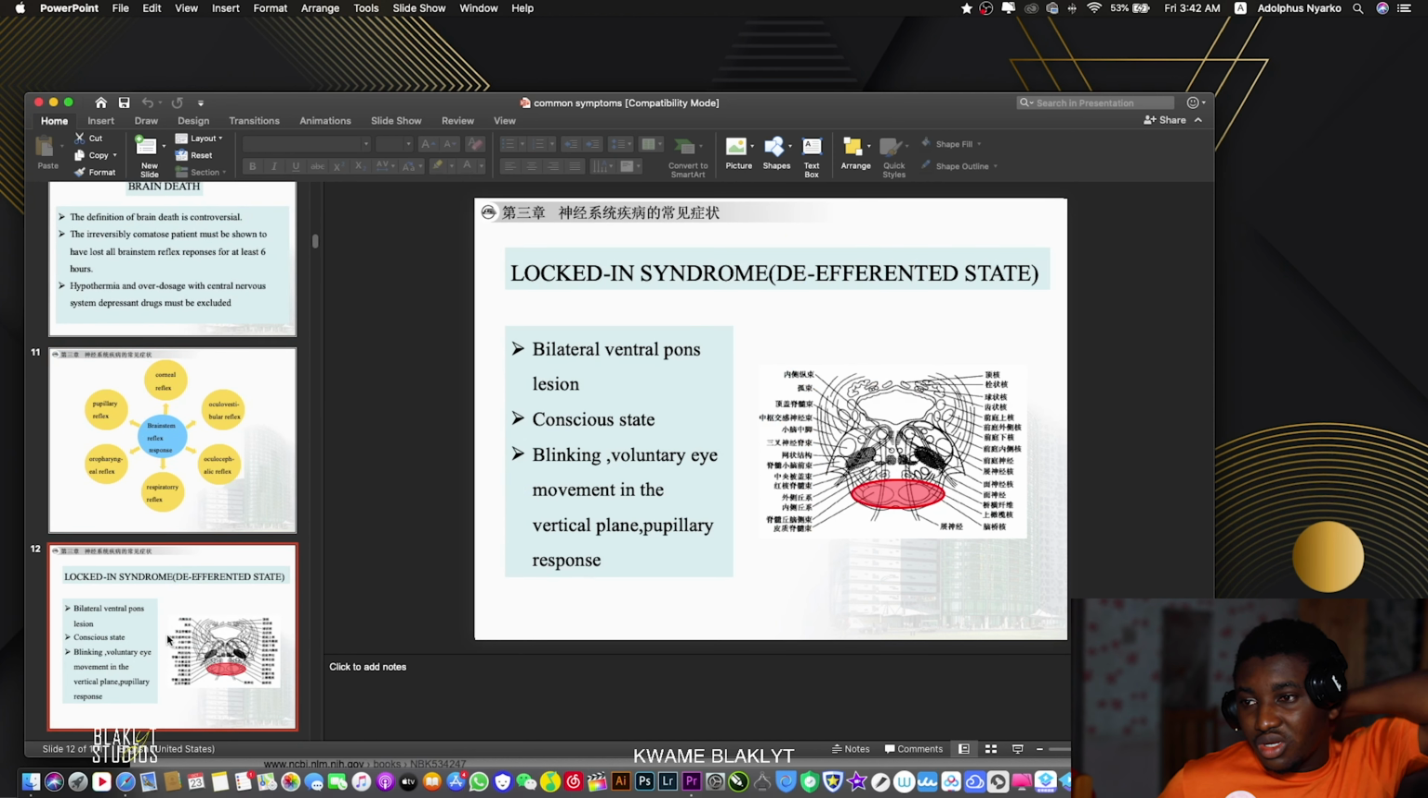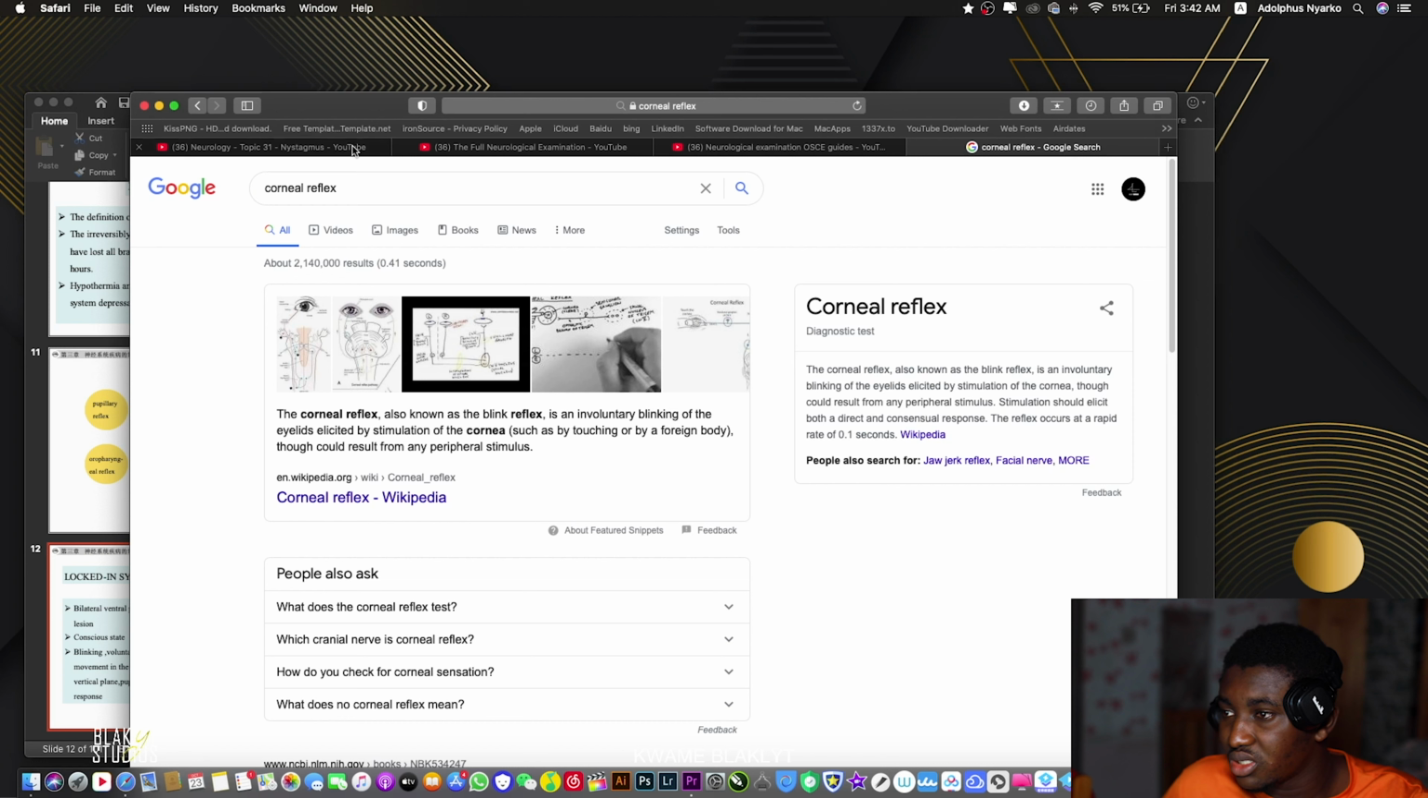And we have what we call locked-in syndrome, or de-efferented state, a bilateral ventral pons lesion, and this is a conscious state. There's blinking, voluntary eye movement in the vertical plane, and there's pupillary response. And we'll search.